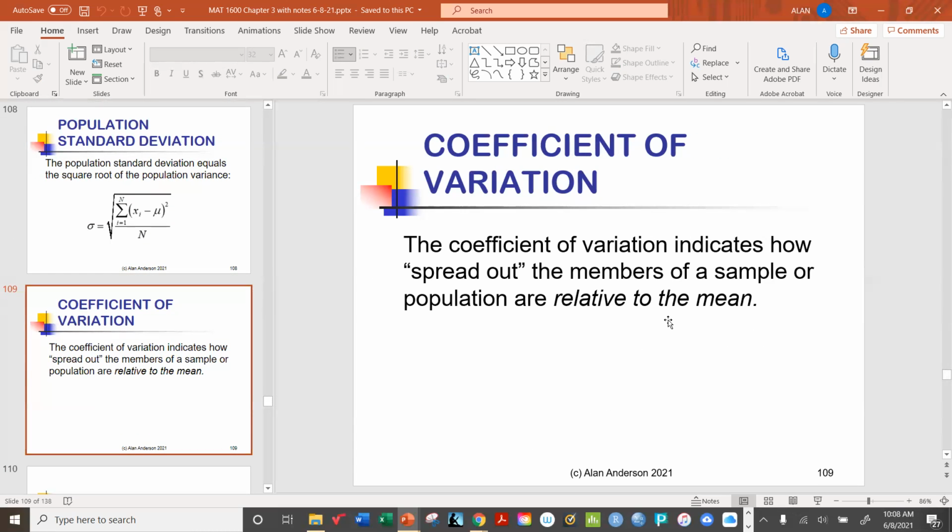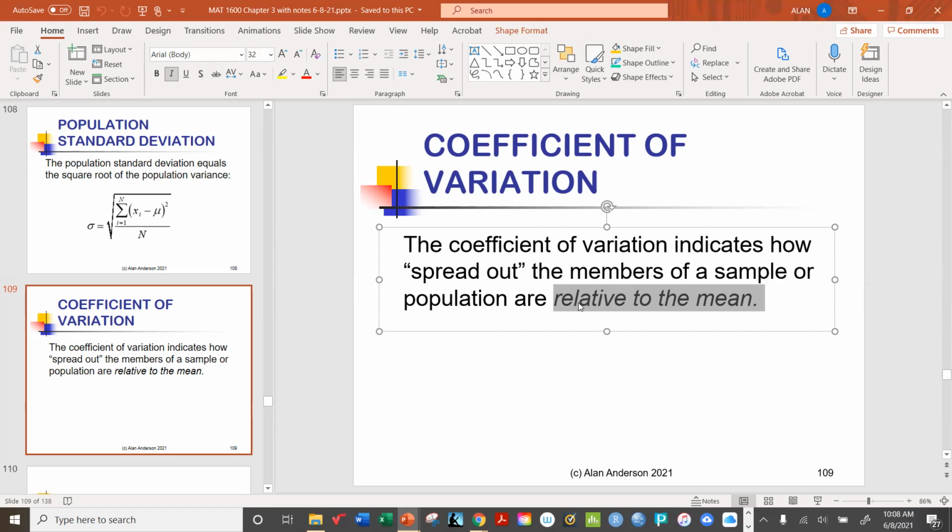Here it is. This tells me how spread out the members of the sample or population are relative to the mean. So in other words, it's not just telling me how spread out the data are, but how spread out they are compared to the mean. And so you'll see what we mean in a couple of minutes when we look at this example. But sometimes it's thought of as a measure of relative dispersion.